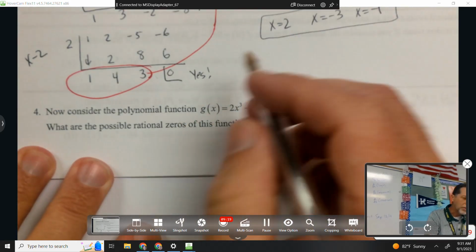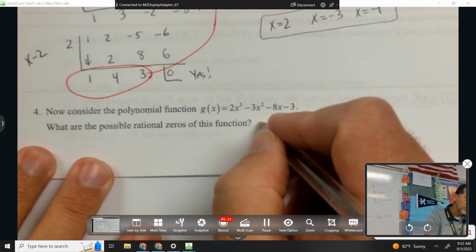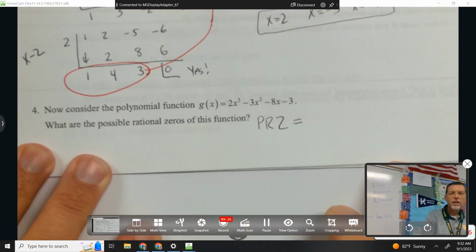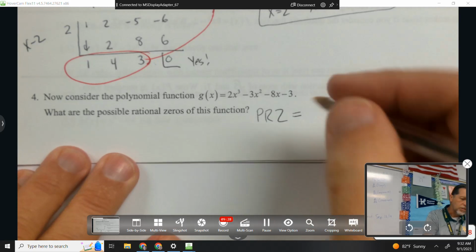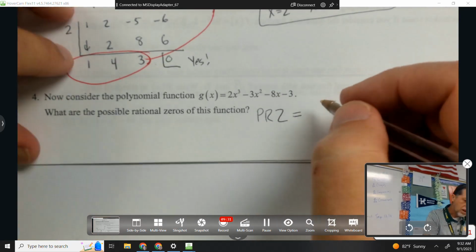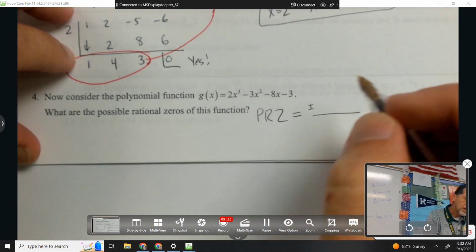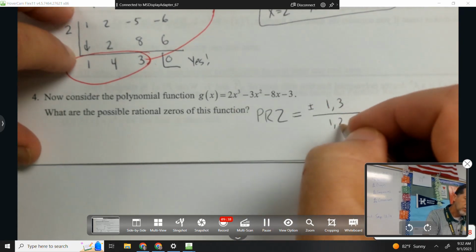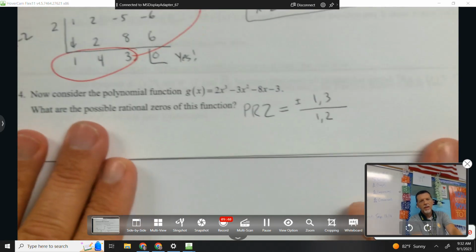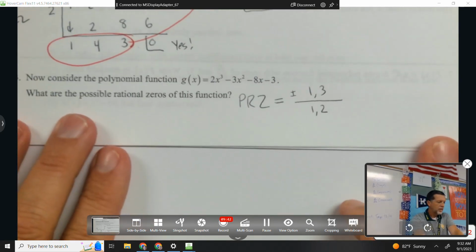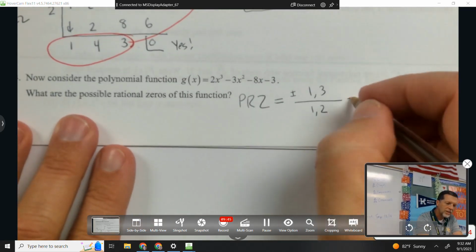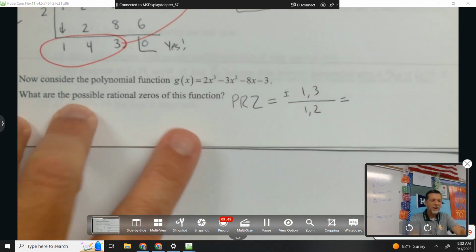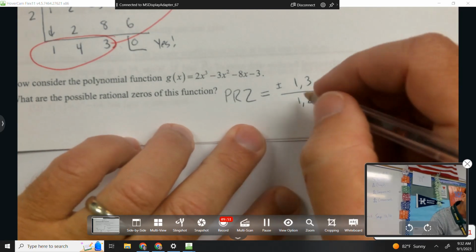All right, we kind of jumped the gun by me just telling you what the possible rational zeros are. So for this one, plus or minus, factors of last, 1 and 3, factors of first, 1 and 2. Now this one would be a little bit harder to just come right out and say how many there are. Some of you could probably figure it out. I'm going to list them out.